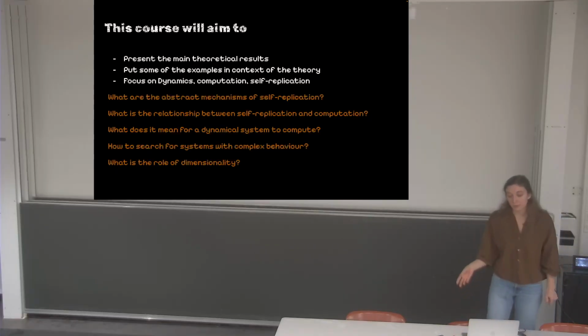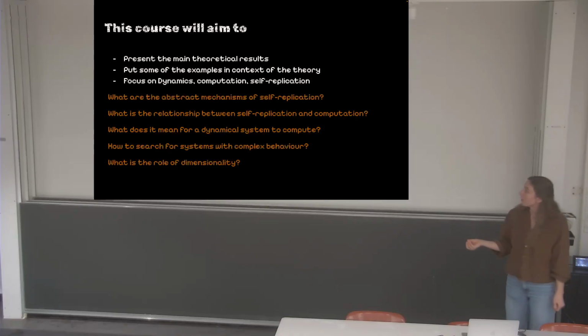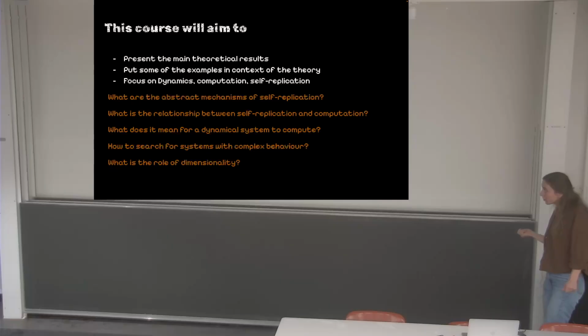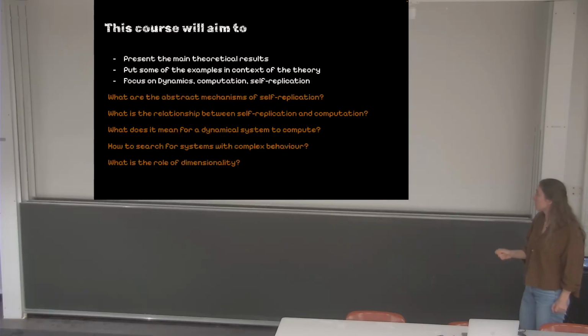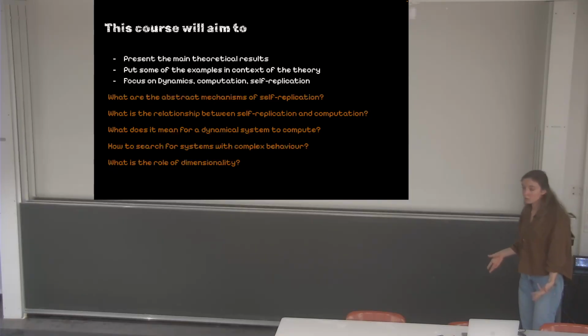An example of some questions that we will be able to at least partially answer is, what are the abstract mechanisms of self-replication? What is the relationship between self-replication and computation? What does it mean for a dynamical system to compute? How to search for systems with complex behavior in some automated manner? And what is the role of dimensionality in all of this?